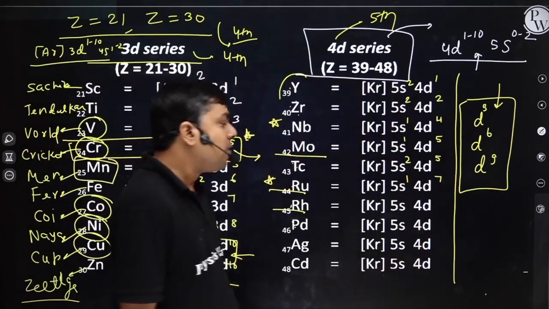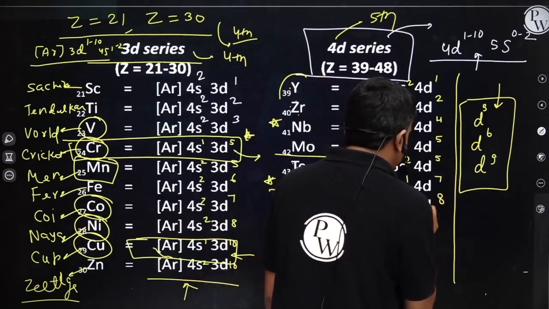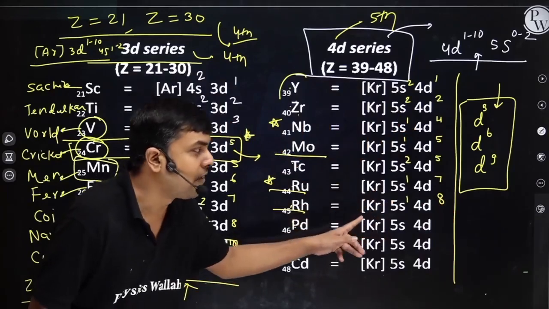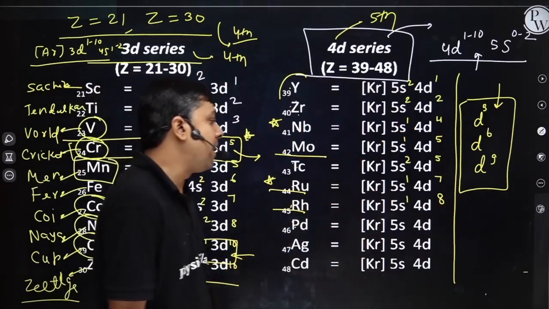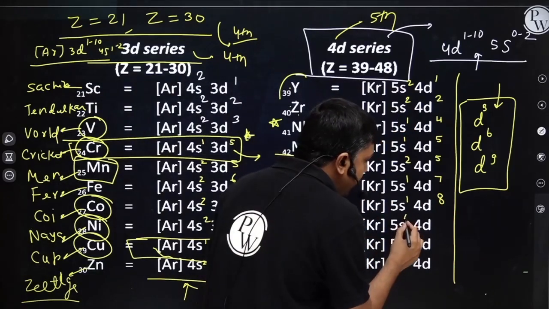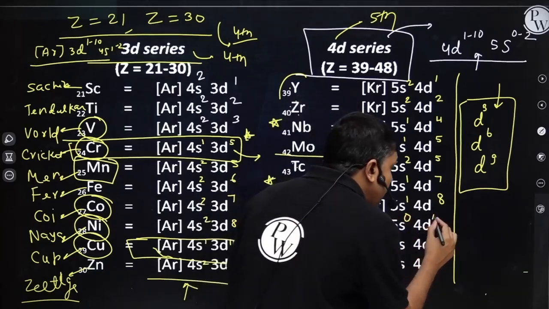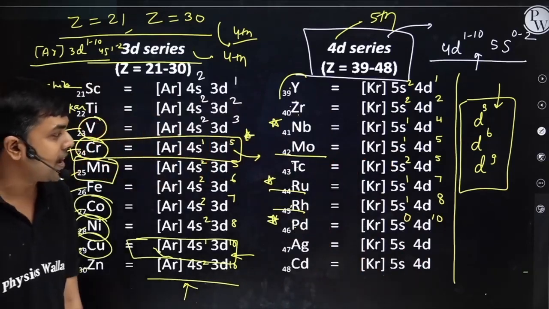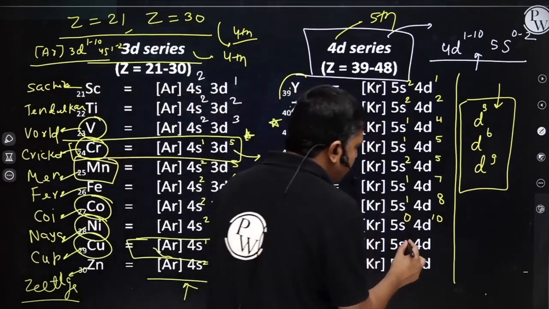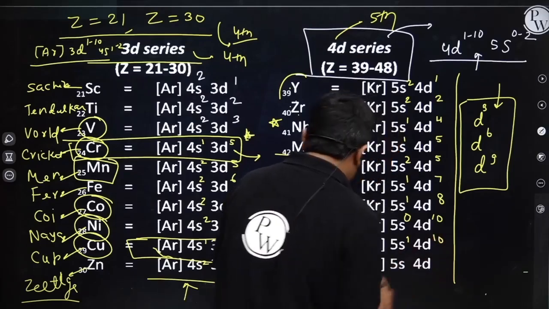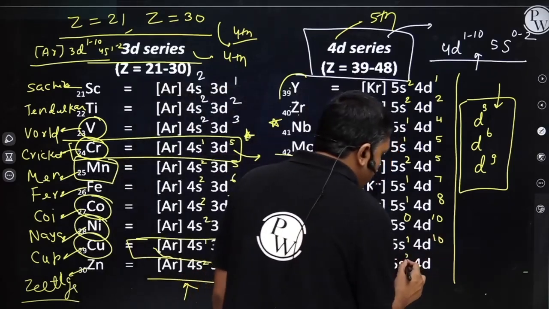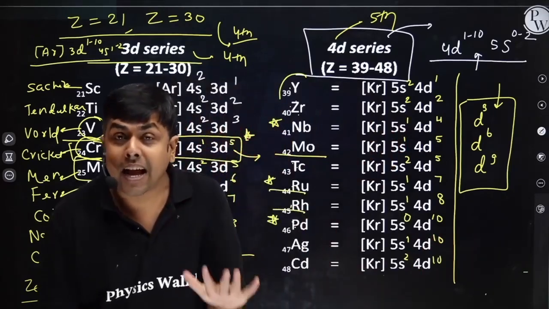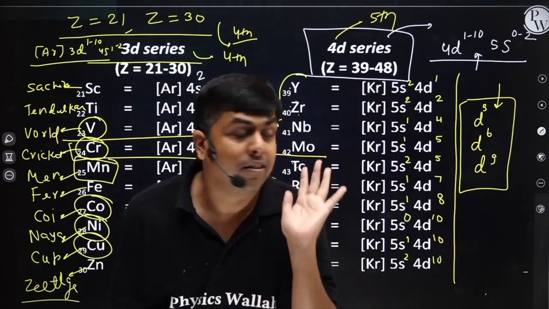Next, 4d8 5s1. Am I clear, students? 4d8 5s1. Now for palladium, I will have the configuration 5s0 4d10. This one is really, really important. Palladium, once again important. Then silver, 5s1 4d10. Cadmium, 5s2 4d10. So palladium, silver and cadmium will have the d10 configuration.